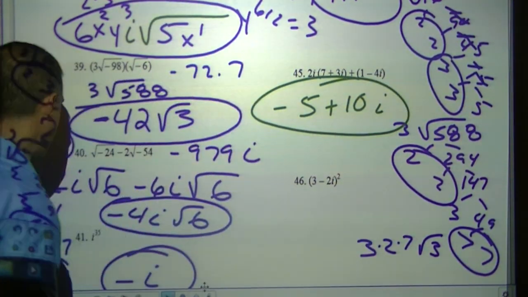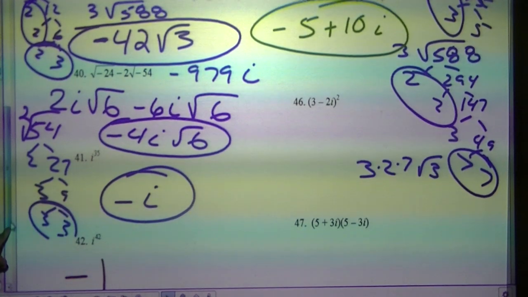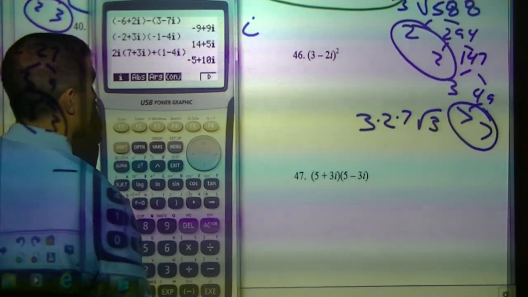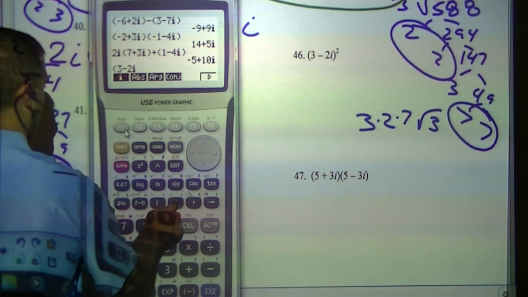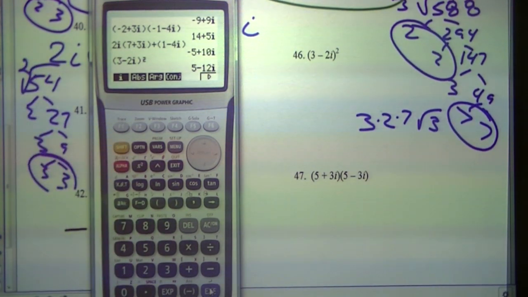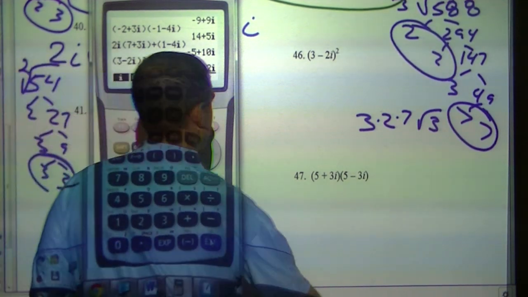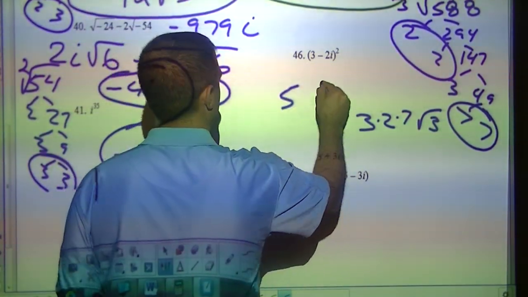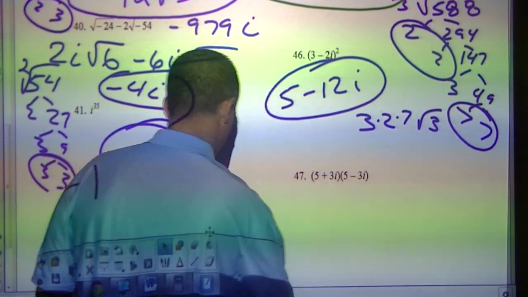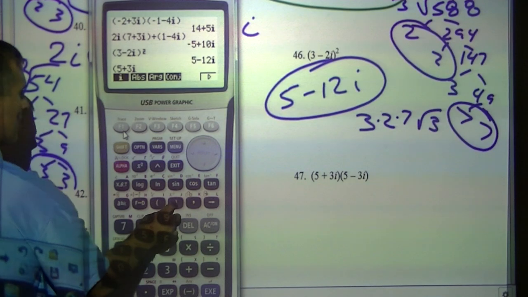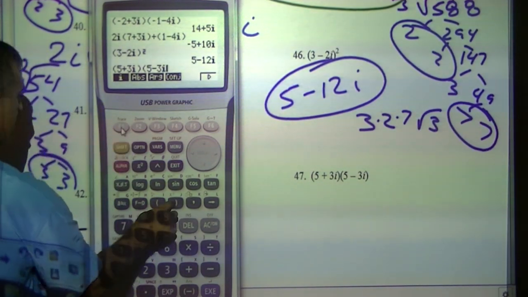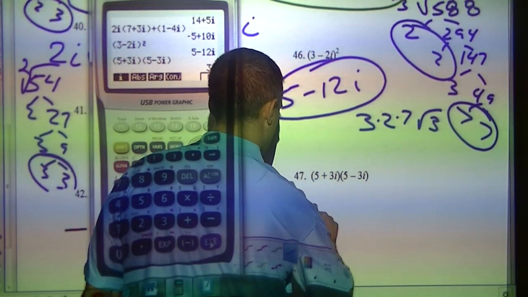And then this last one here, this 46. Oh, there's 2 more actually. 46. 3 minus 2i squared. It's 5 minus 12i. So that's 5 minus 12i. And this last one is 5 plus 3i times 5 minus 3i, which is 34.